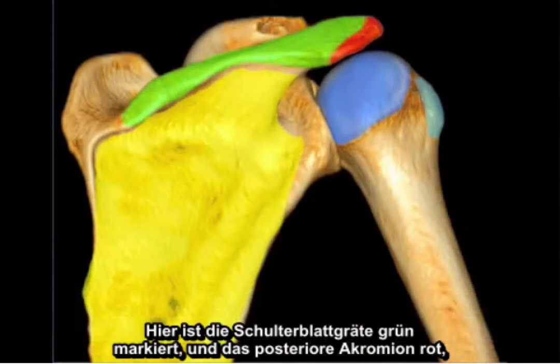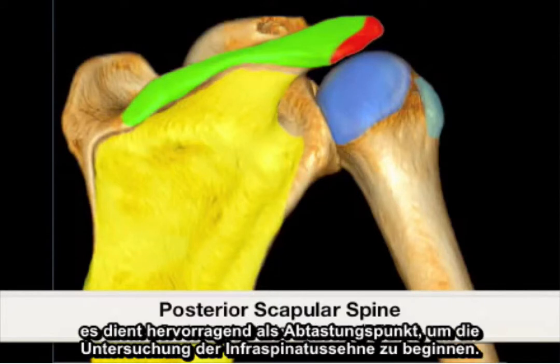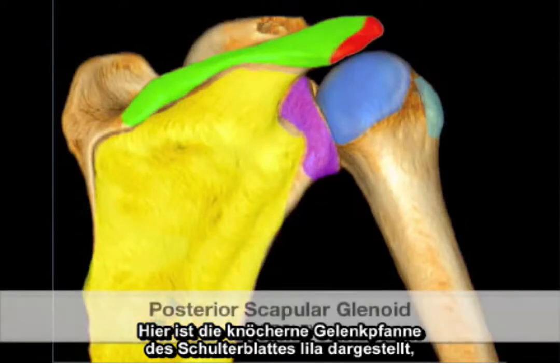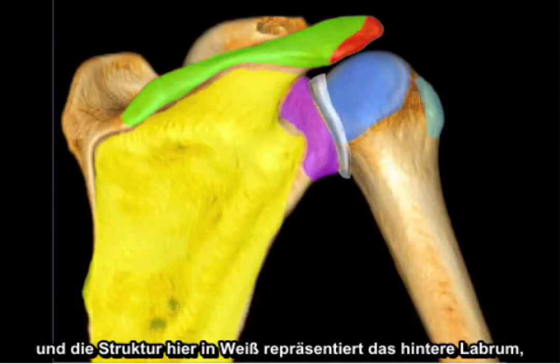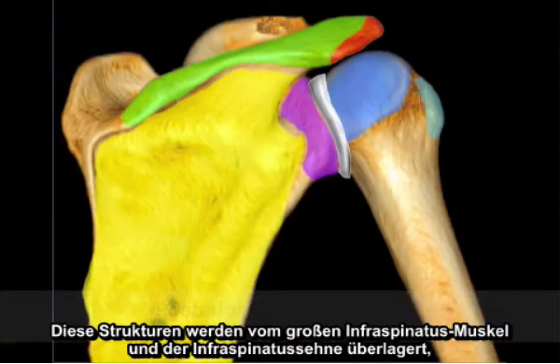Highlighted here in green is the spine of the scapula with a red posterior acromion process, which serves as a great palpation point to begin the examination of the infraspinatus tendon. Highlighted here in purple is the posterior bony glenoid of the scapula, and the structure here in white represents the posterior glenoid labrum, which is only clearly identified by ultrasound at its approximate 9 o'clock position.